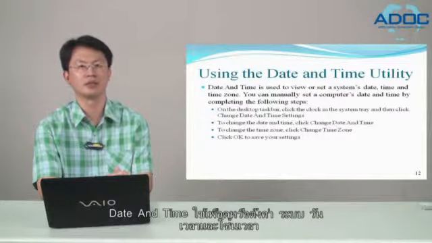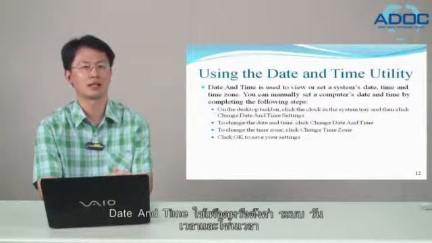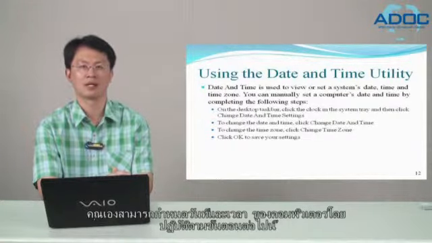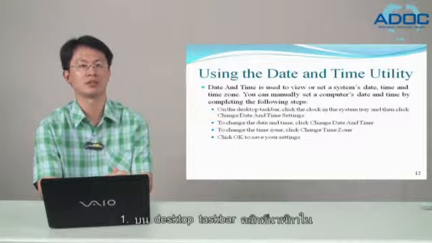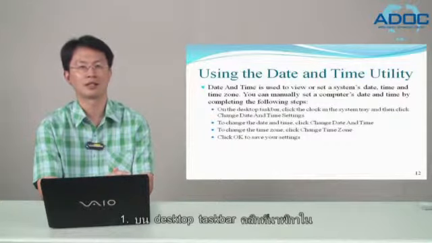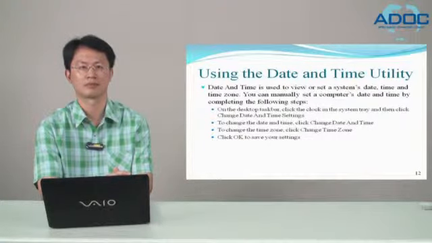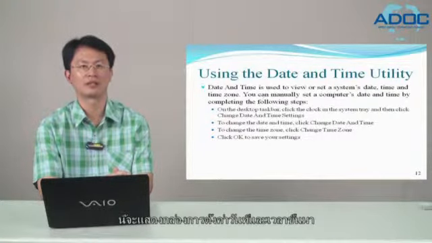Date and time is used to view or set the system's date and time zone. You can manually set the computer's date and time by completing the following steps. First, on the desktop taskbar, click the clock in the system tray and then click Change Date and Time Settings. This displays the Date and Time settings dialog box.